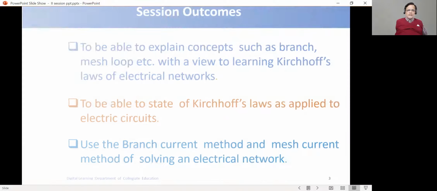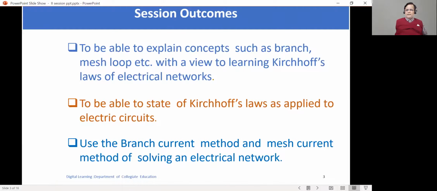As far as the current session is concerned, the goal is to be able to understand the fundamentals of Kirchhoff's voltage and current laws, that is, understand the network elements such as branch, loop, mesh, node, etc. Then state and explain the Kirchhoff's voltage law and current law, and ultimately review the branch current and mesh current methods of solving electrical networks.